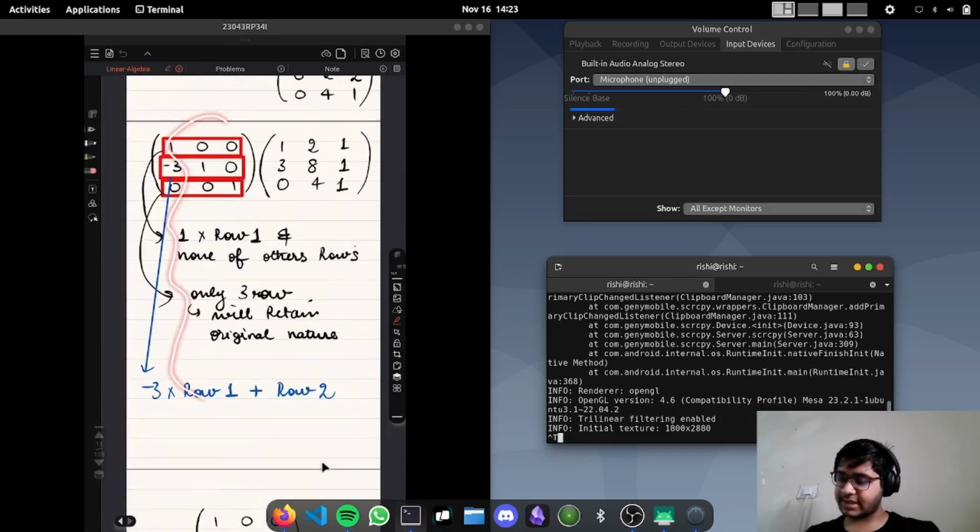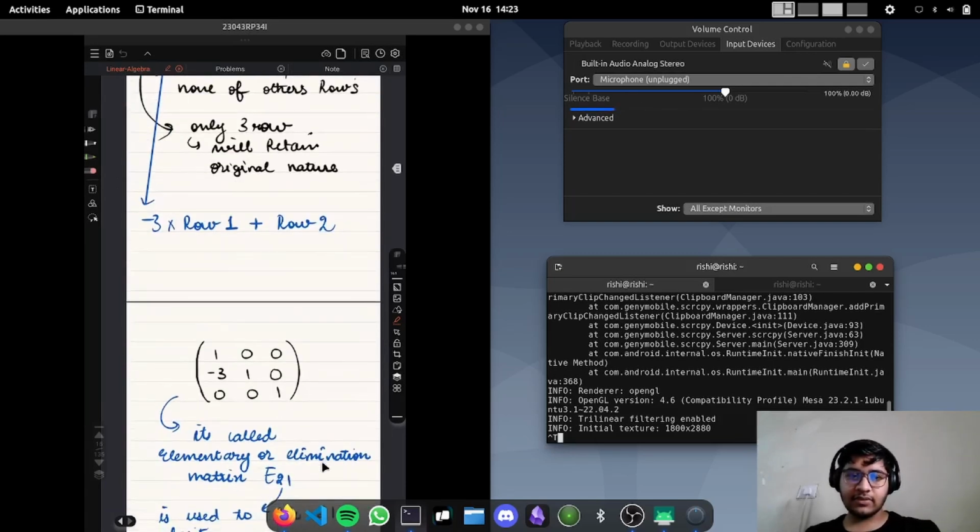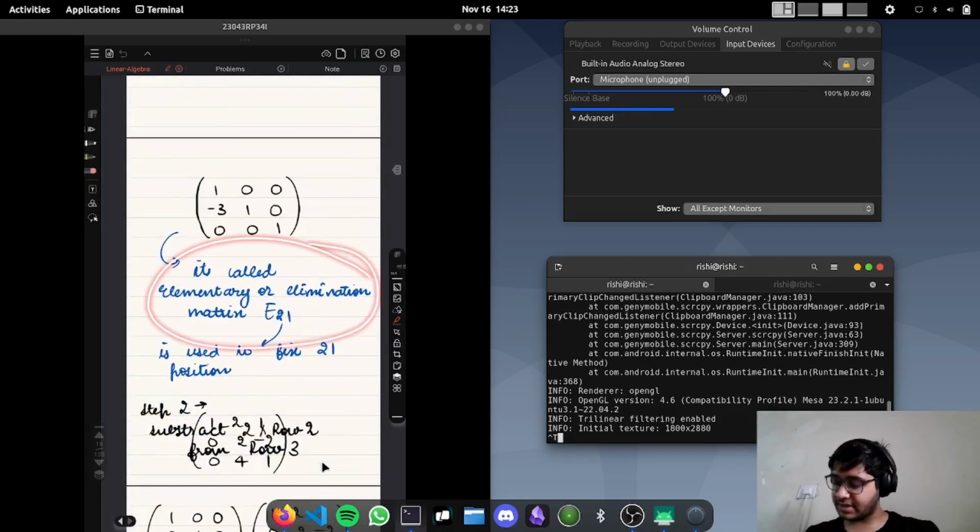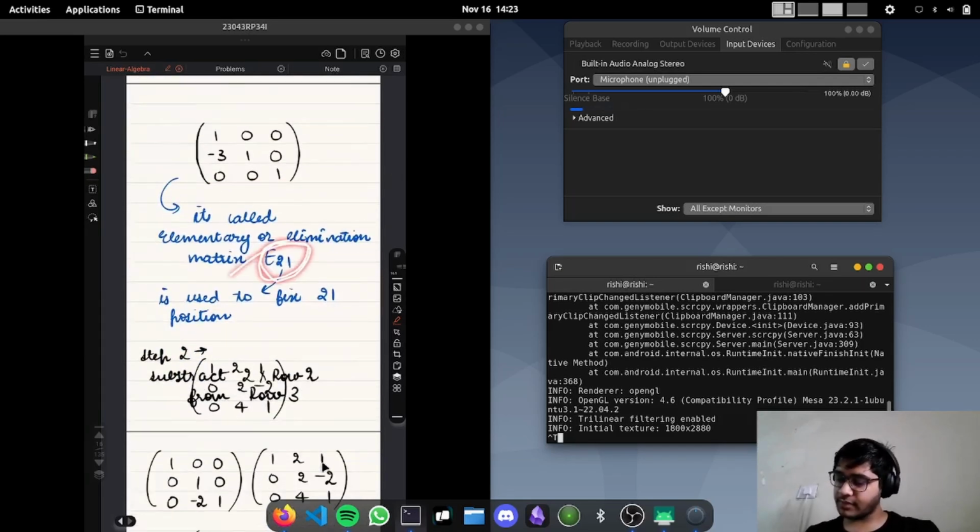So this is the same slide explaining this. One row changes, none of the other rows; only 3 rows will retain the original nature. Cool. So this is the operation we are doing with that matrix. It is called an elementary or elimination matrix, which is E21. So why is it E21?